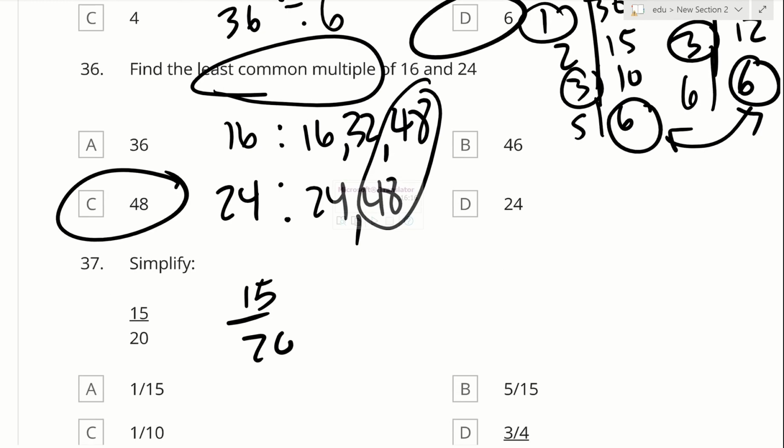Simplify 15 over 20. I could divide both of these by 5. My answer is going to be 3 over 4.